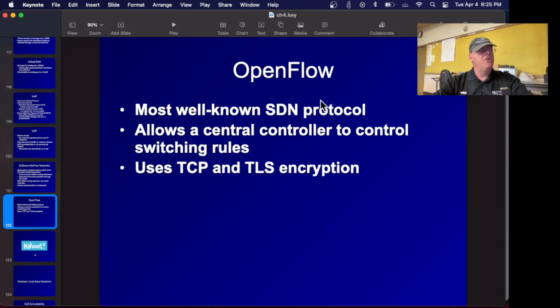So the most well-known software-defined networking protocol is OpenFlow, which allows a central controller to control the switching rules and uses encryption. So that's what you would use to organize that virtual network traffic.